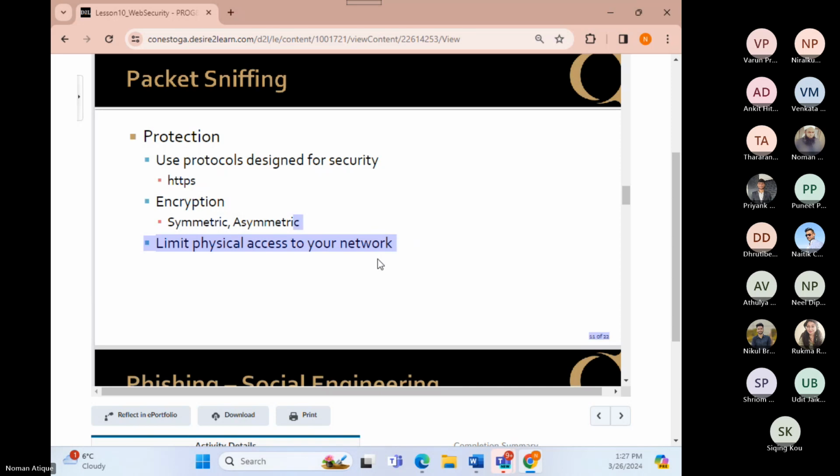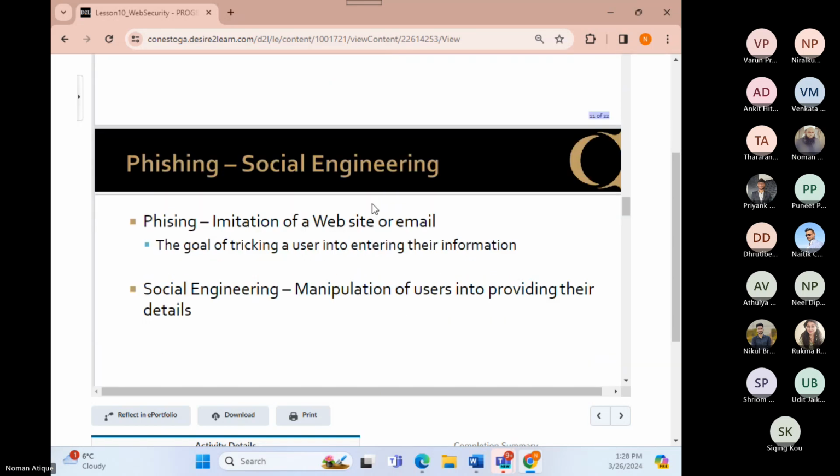Of course, only allow a handful of people to access your network, which is quite an obvious thing, because you don't want everyone and anyone to access your network.